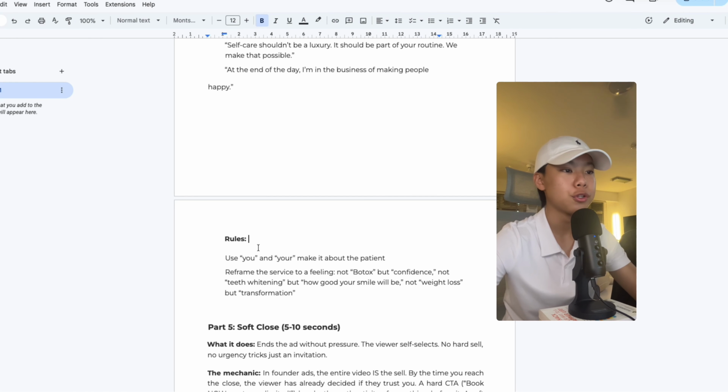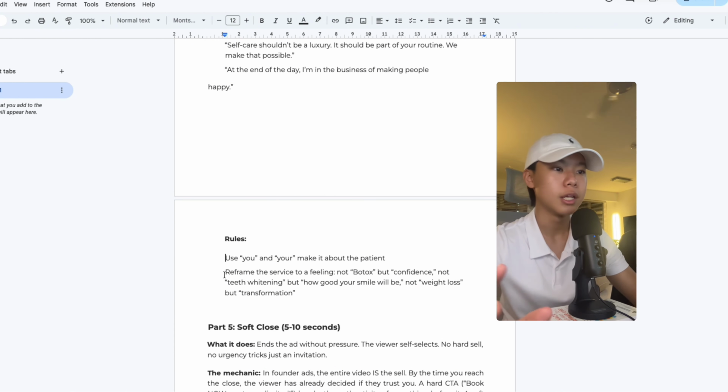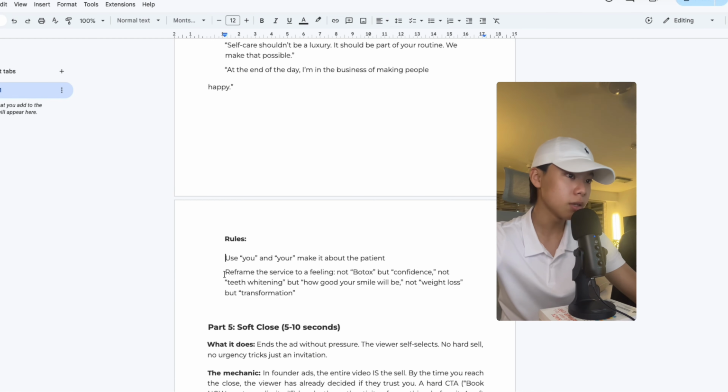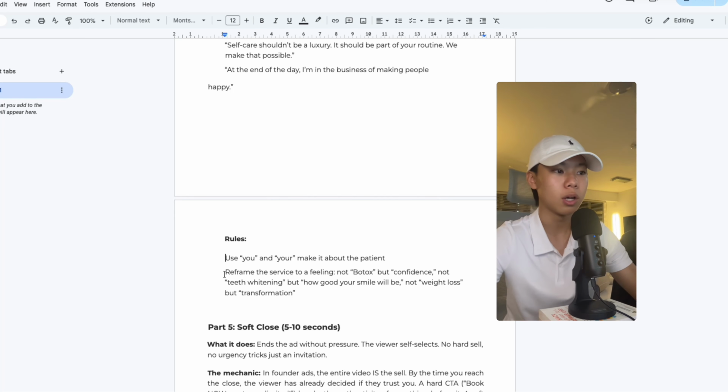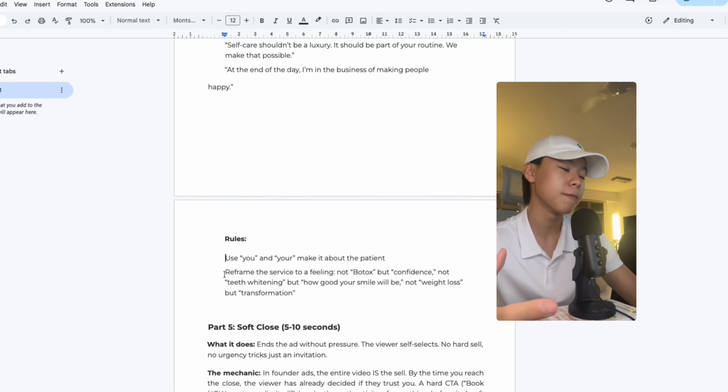Use you and your to make it about the patient and reframe the service to a feeling. So some examples: it should not be about Botox, but talk about confidence. Don't talk about teeth whitening, but talk about how good their smile would be. Don't talk about weight loss, but talk about how the transformation will make them feel.